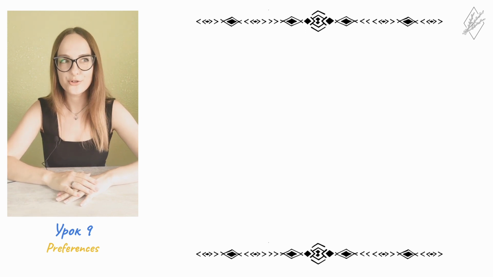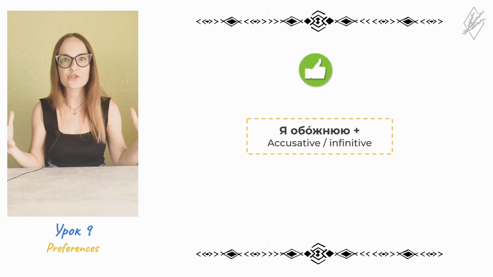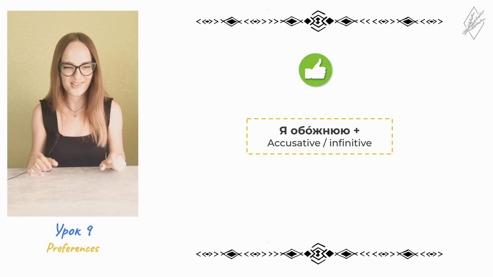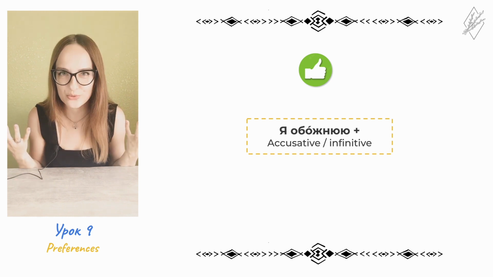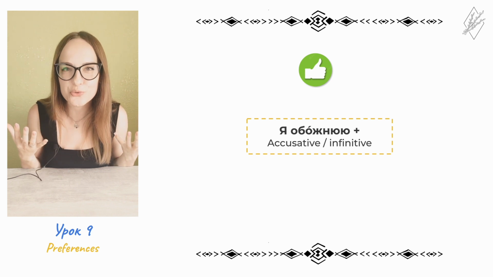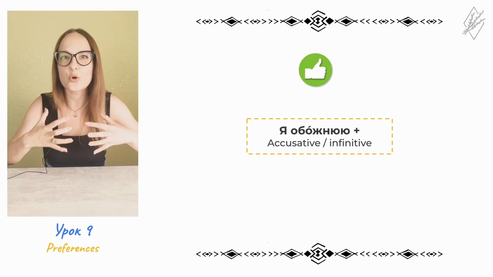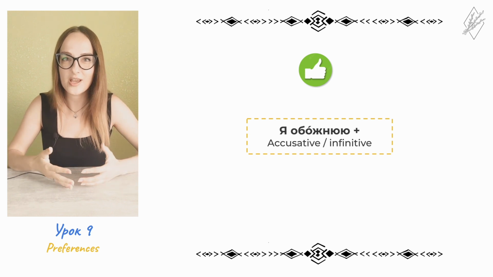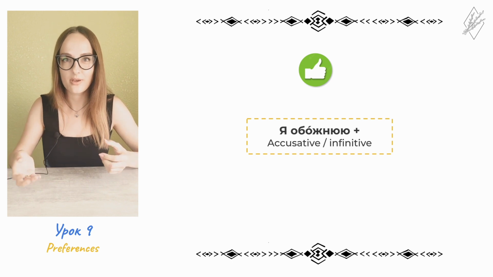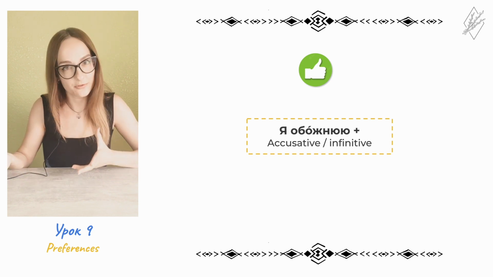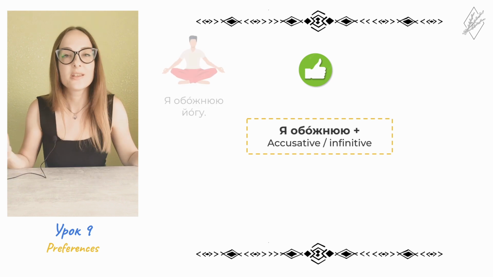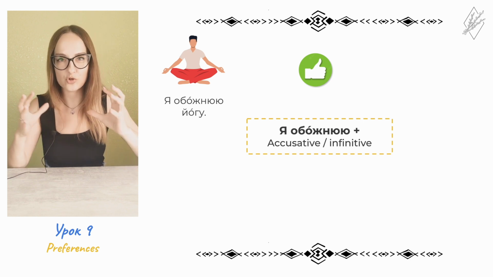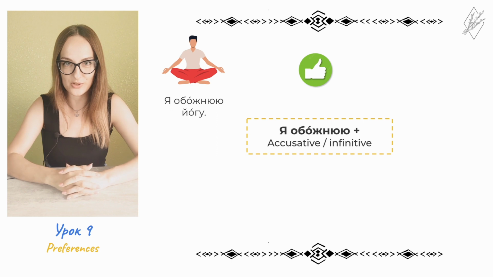Now, more interesting structure, because it is stronger. It shows us the highest level of our preferences. Я обожнюю. I adore something. The grammar formula is the same as for я люблю, so we use either accusative case or infinitive of the verb. So, я обожнюю йогу. Yoga was changed to йогу because it's feminine accusative.